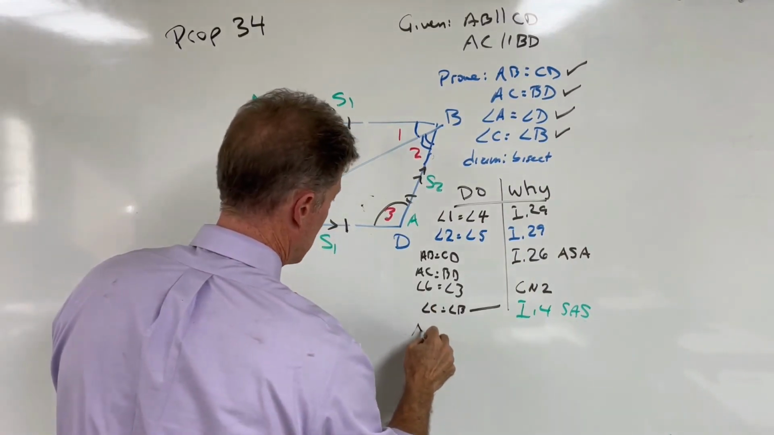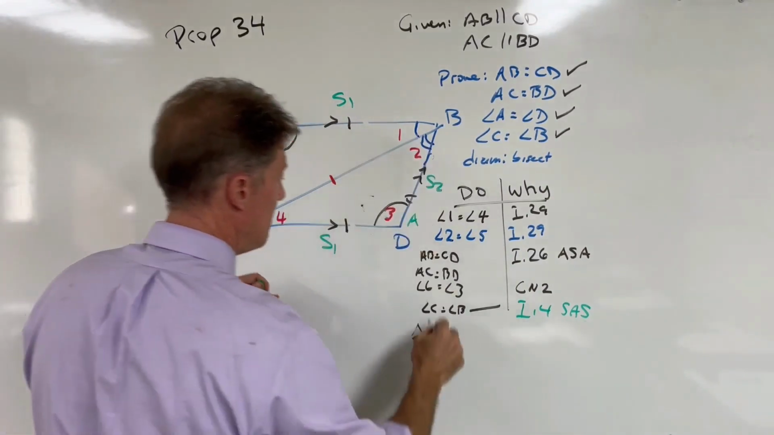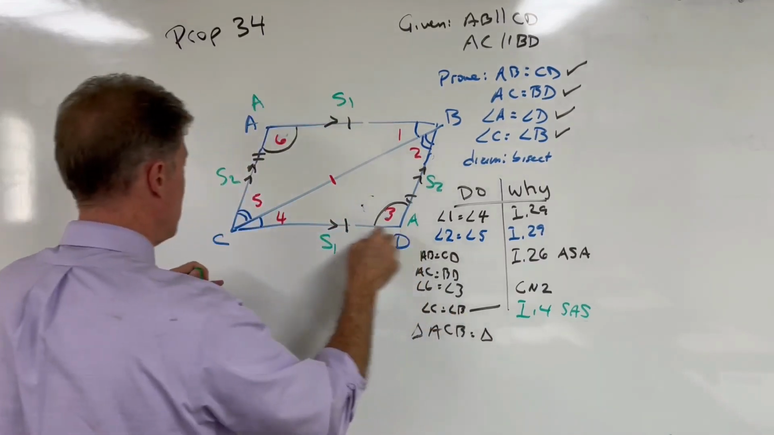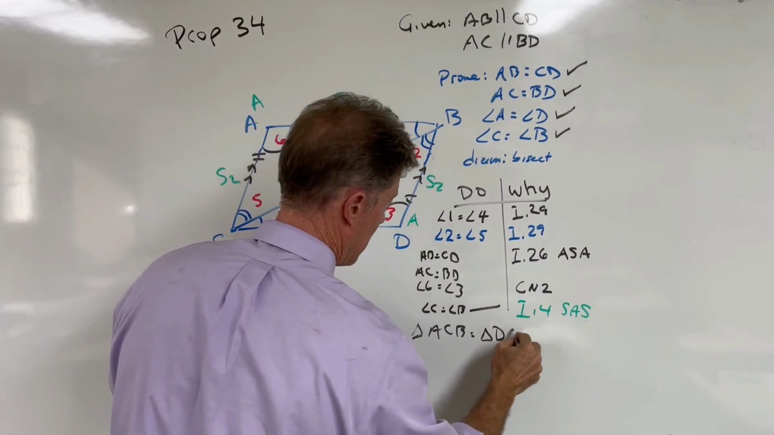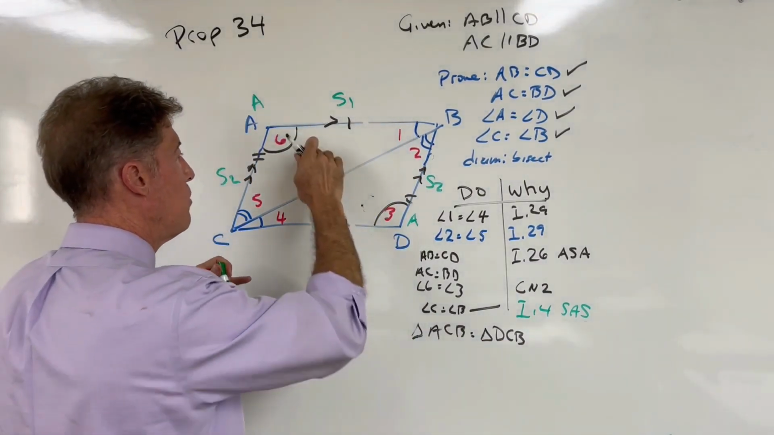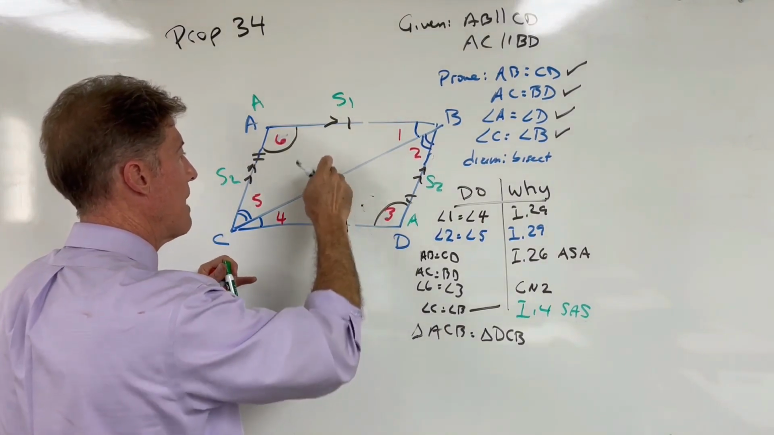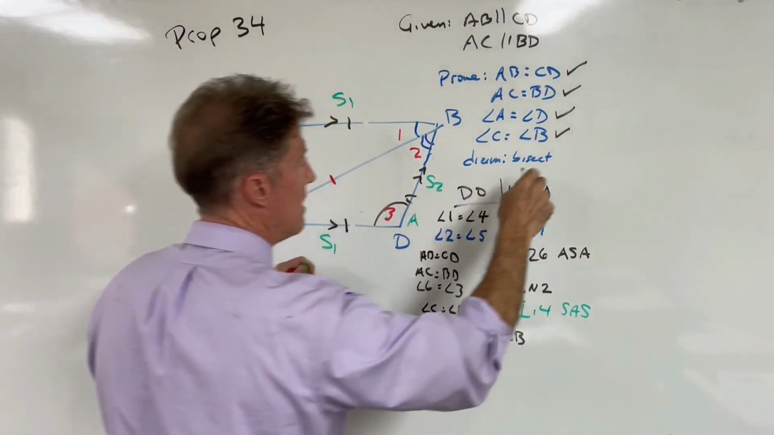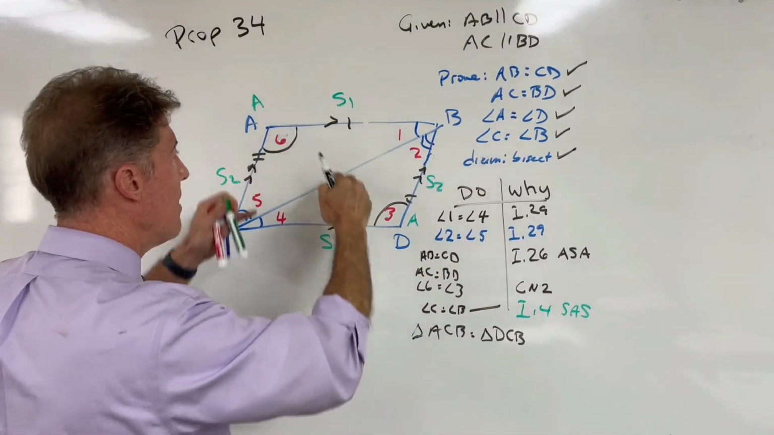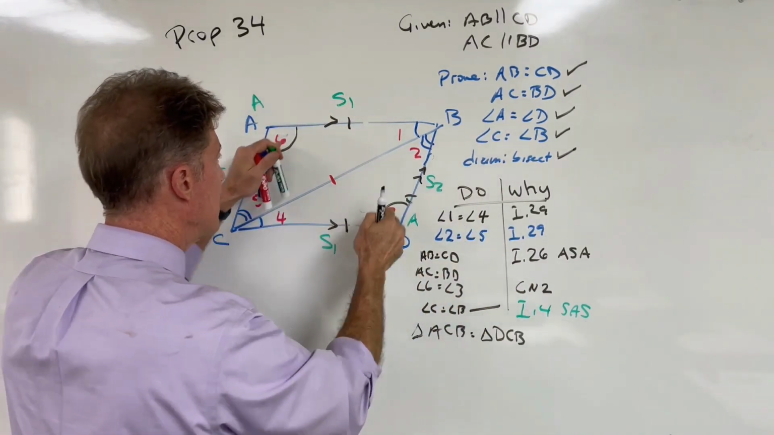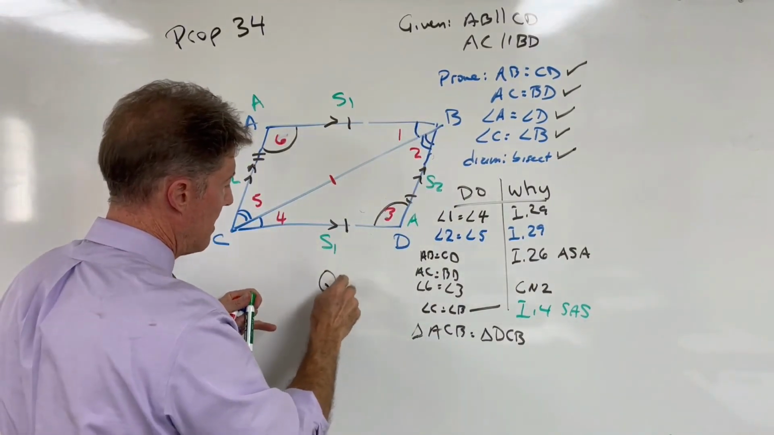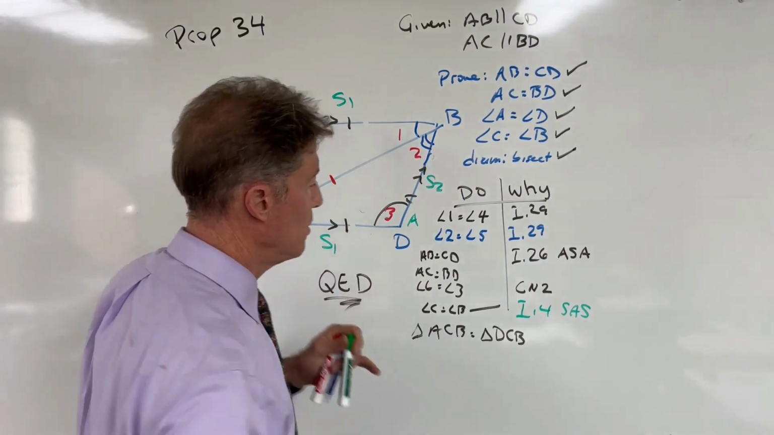And that means triangle ACB is equal to triangle DCB. If these triangles are equal, then we have bisected this parallelogram into two equal triangles, and therefore the diameter bisects. Therefore, in parallelogrammic areas, the opposite sides and opposite angles are equal, and the diameter bisects the parallelogram. That's what we're supposed to prove, so we conclude QED.